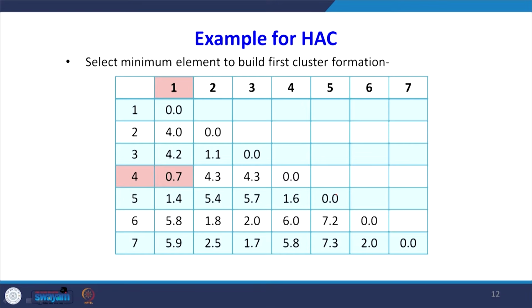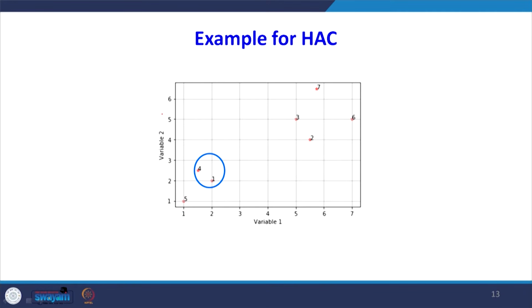After the distance matrix, for the hierarchical agglomerative method, select the minimum element to build the first cluster. So among these, find where there is a minimum distance. The minimum distance is this one, 0.7. What are the two objects? Between 4 and 1. So we are going to form a cluster, and in that there are going to be two elements, 4 and 1. So 4 and 1 will form a cluster. This is our first cluster.